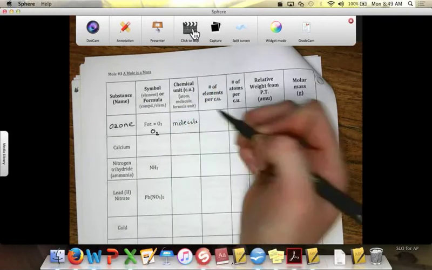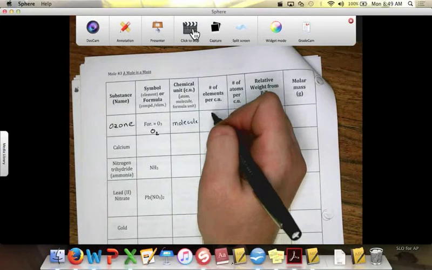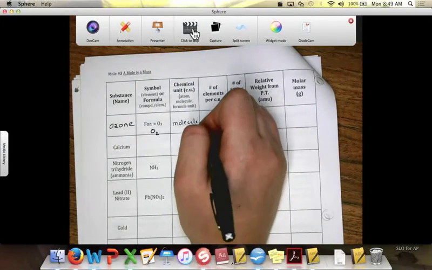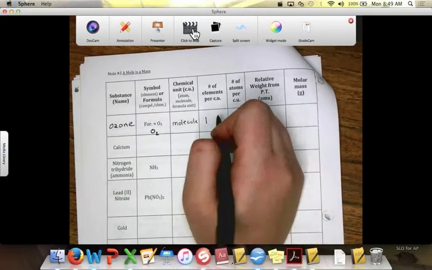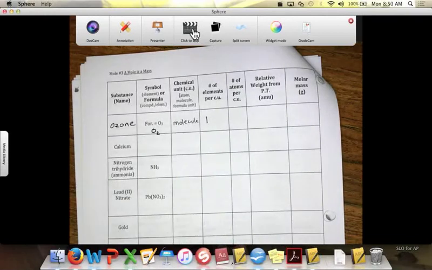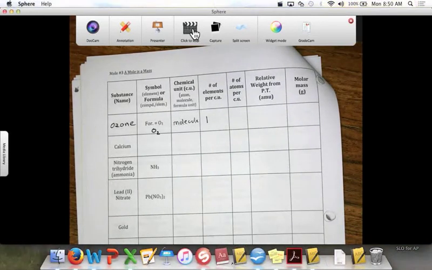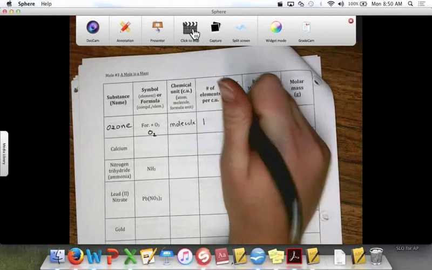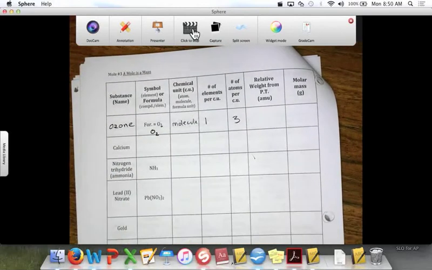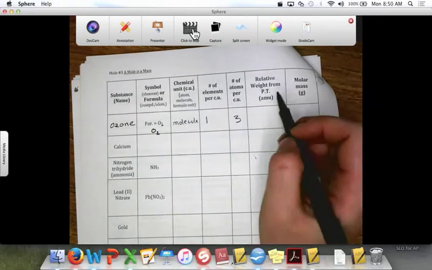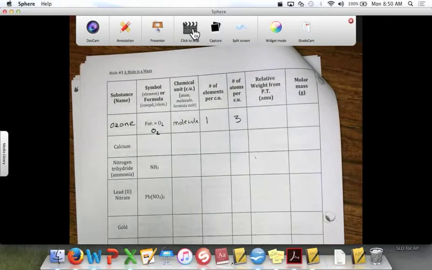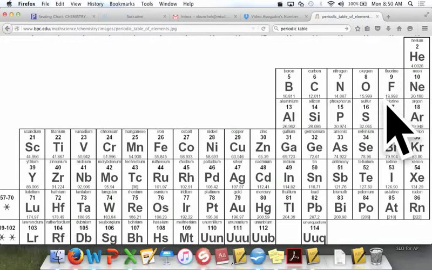The number of elements per molecule is 1 since they are all oxygen. The number of atoms per chemical unit is 3. That's indicated by this O3 on the bottom here. The relative weight from the periodic table, if you look at the periodic table, it says 15.9999 right here up in oxygen. But we're going to just go up to the 100th place, so we're going to round that to 16.0.